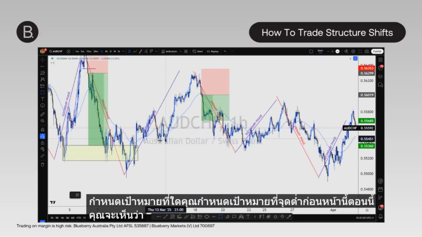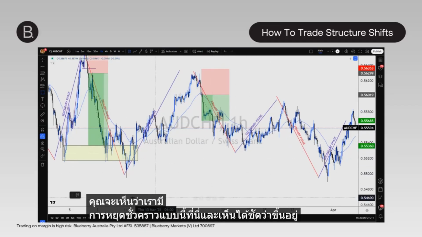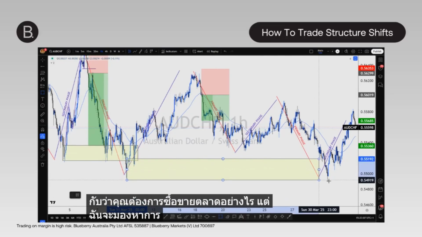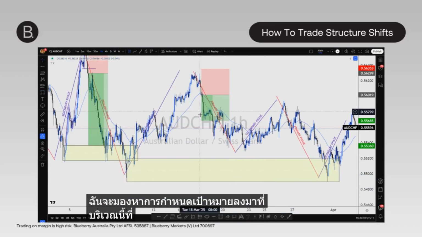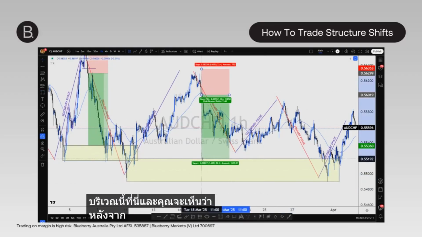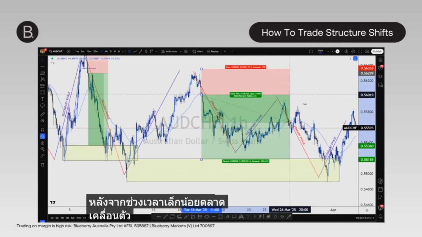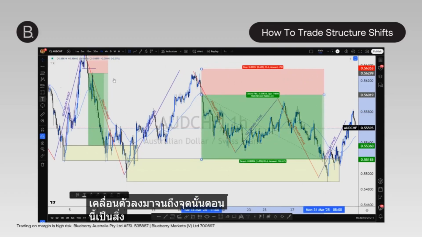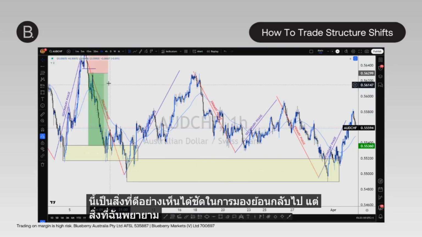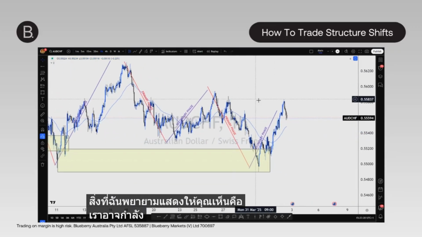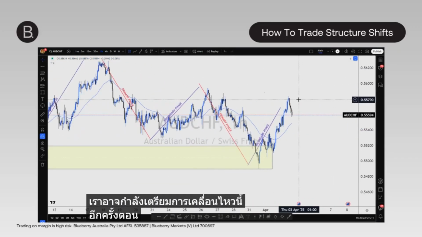Now, you can see that we had this kind of pause in here, and it obviously depends on how you want to trade the market, but I would be looking to target down towards this area here. And you can see after a period of time, the market makes its way down to that point. Now, this is great, obviously, in hindsight, but what I'm trying to show you is that we're potentially setting up this move again now, right?